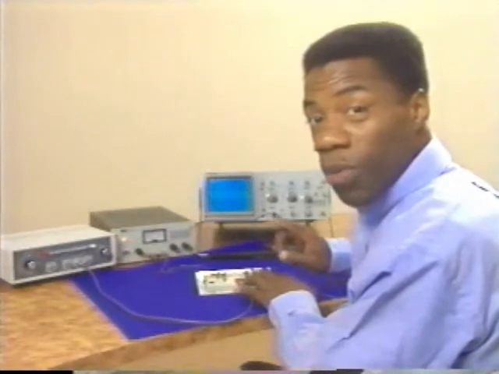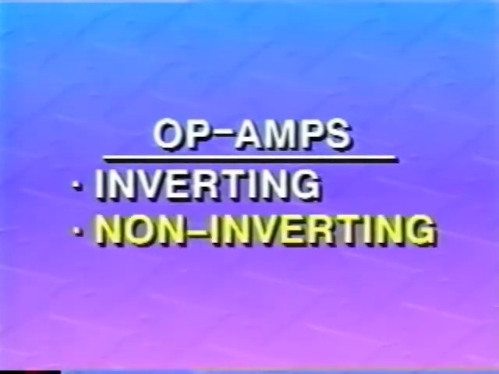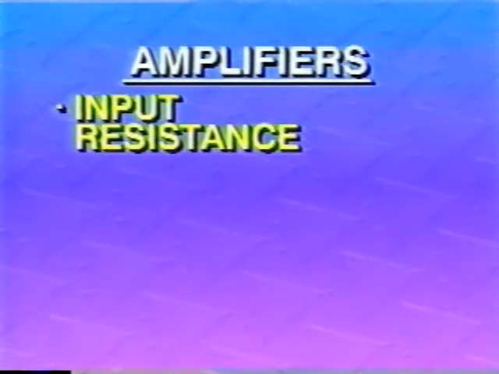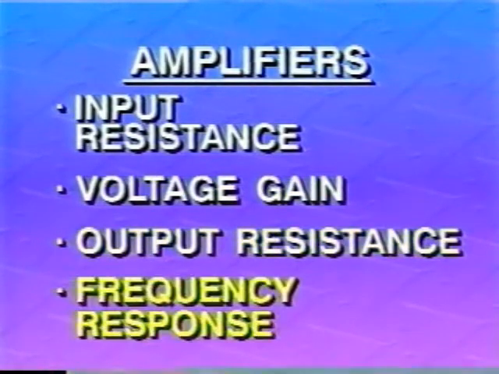This series will provide an overview of linear op-amps. You'll see how they can be used to produce inverting and non-inverting amplifiers. You'll have a chance to analyze and work on actual op-amp circuits. The first part will focus on general amplifier concepts. Using a universal amplifier model, basic characteristics will be examined, including input resistance, voltage gain, output resistance, and frequency response. Let's get started.